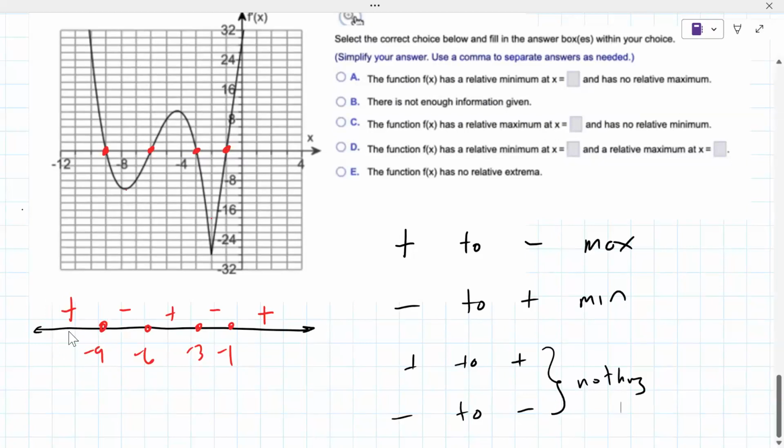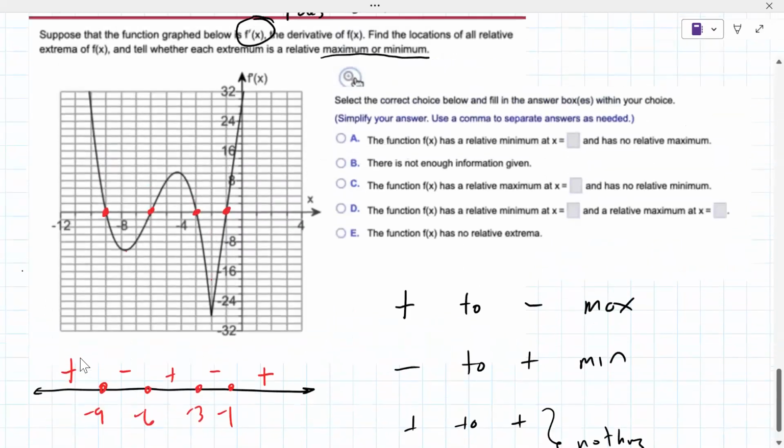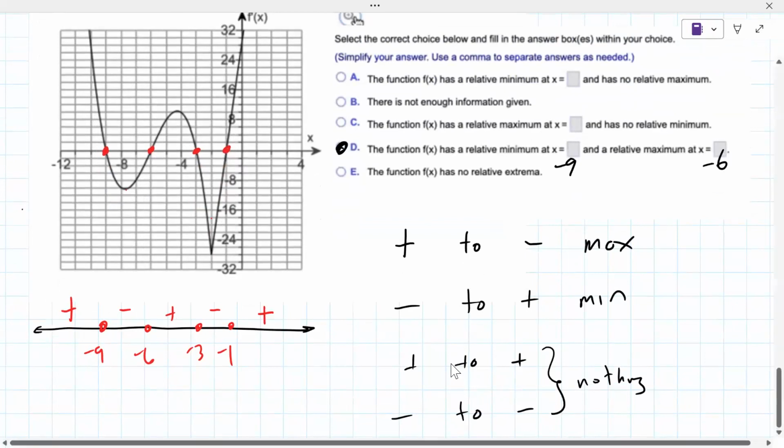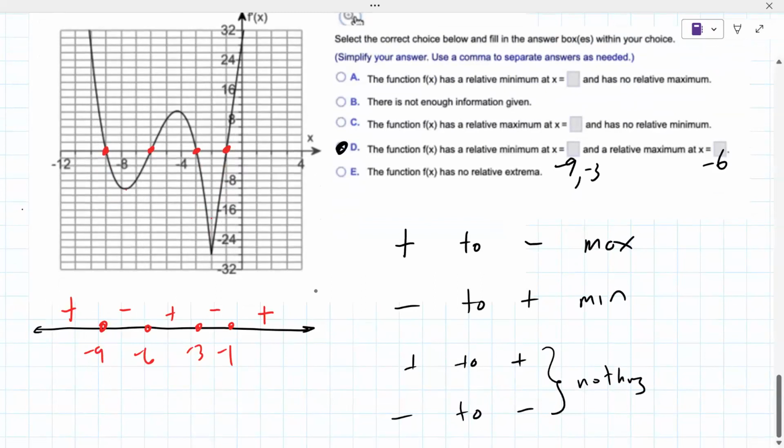You're reading it left to right. So plus to minus here. So at -9, it's a minimum. Max, sorry, max. I said the wrong thing. I'm just way off today. So it's going to be this right here, -9. And then from minus to plus is the min. And then from plus to minus is a max. And then again, from minus to plus is a min.